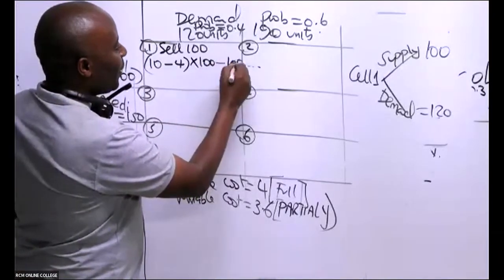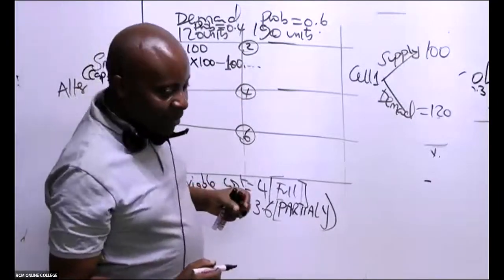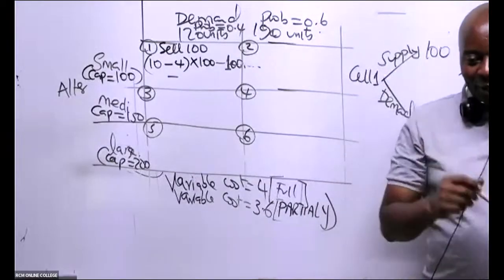Is that okay? There is another expense, the last expense that so many students will not be able to see. There is another expense in this question.